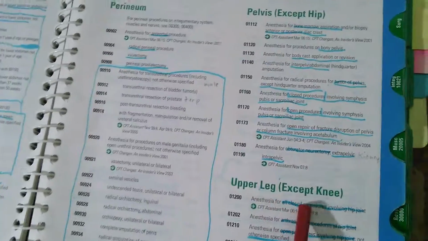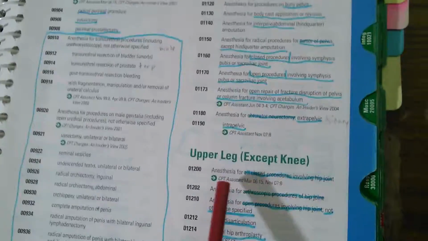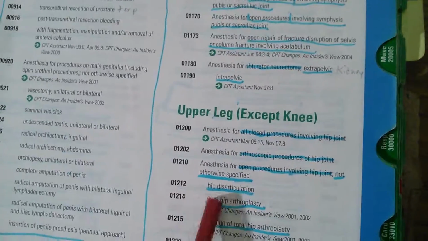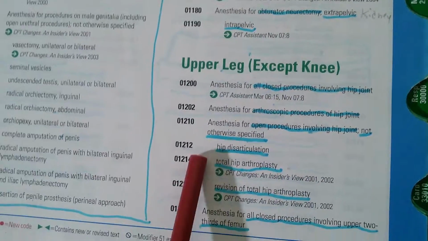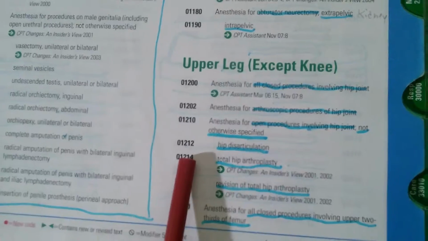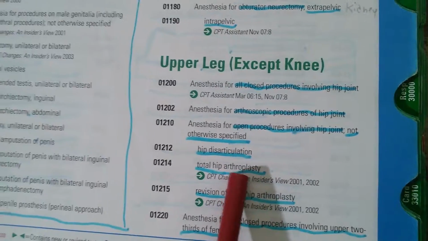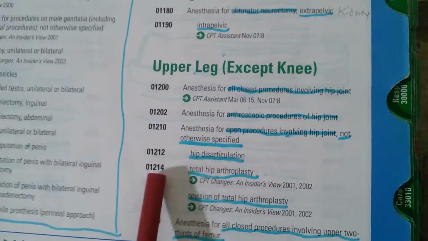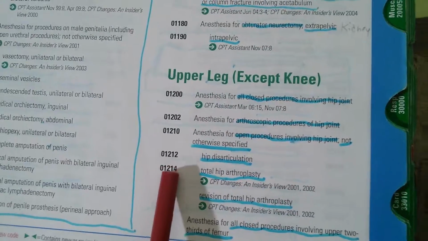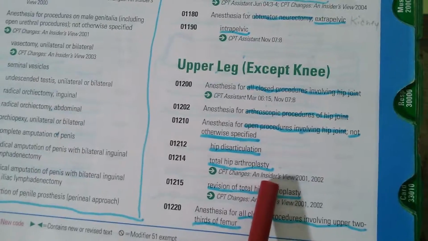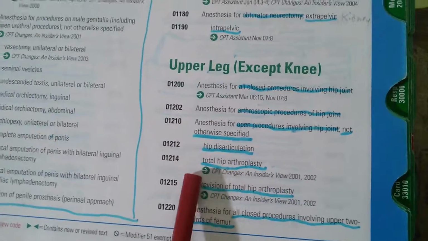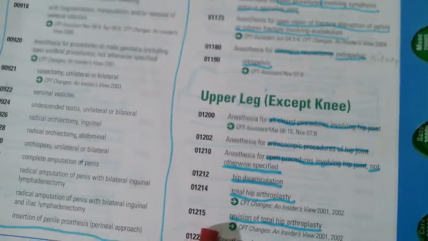You don't have to know that it's upper leg, but you just look for the number that they gave you, and that's the first number. The first one, 0112, says hip disarticulation, right? The 13 is not there. It doesn't exist. The 14 says total hip arthroplasty. And the 15 says revision.